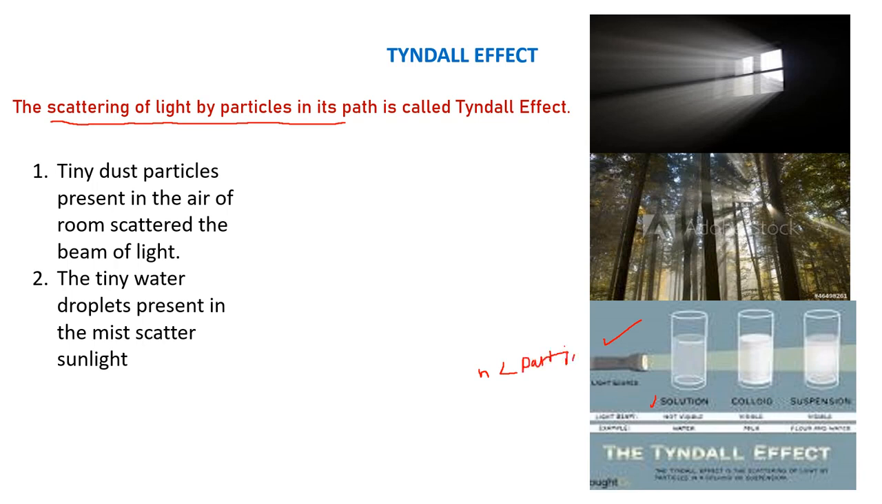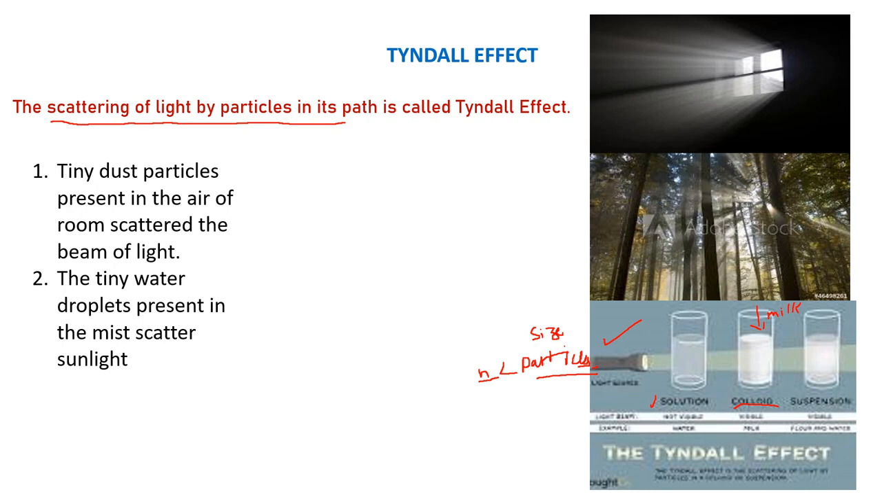The particles in solutions are less than 1 nanometer in size. Because of that, the light scattered is very little and I am not able to see the path of the light when it passes through the solution. But what happened over here, right? If I put some milk over here, now it is nothing but a colloid.